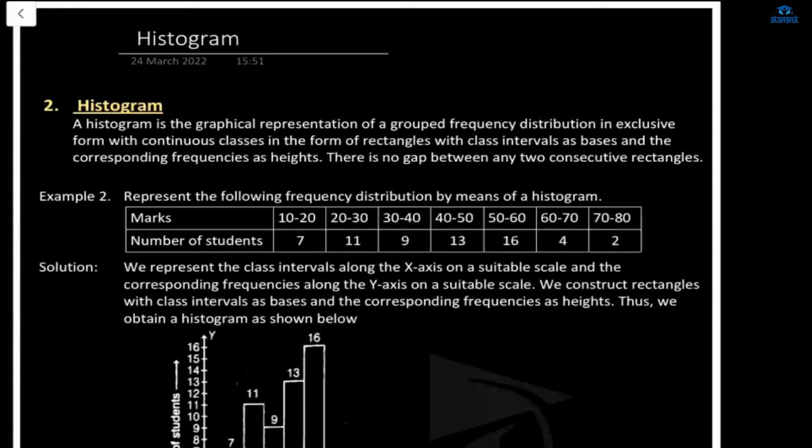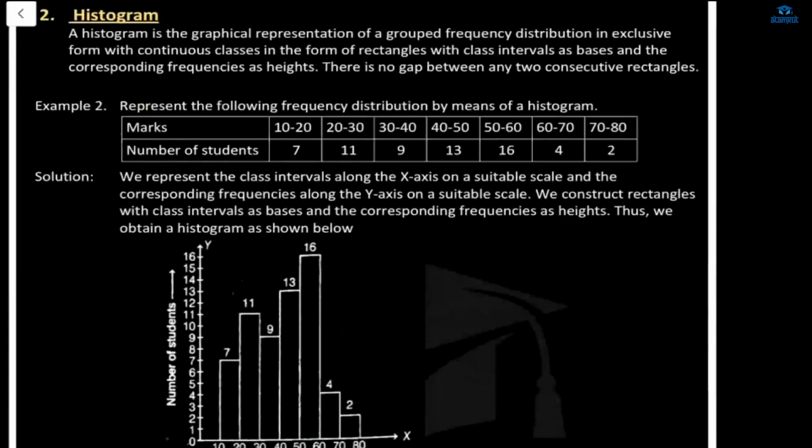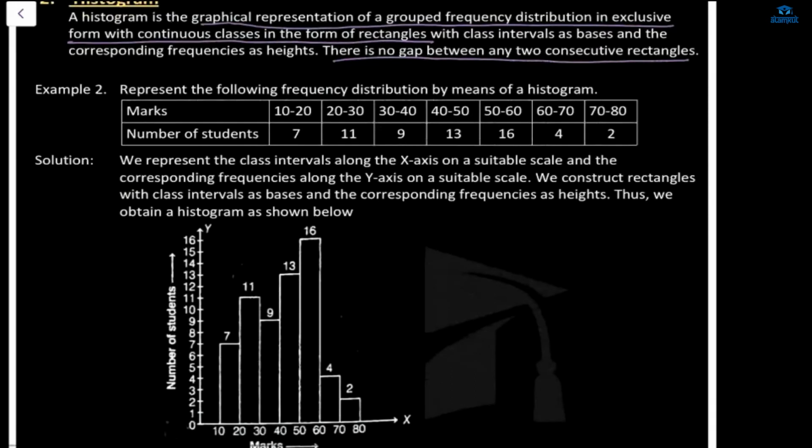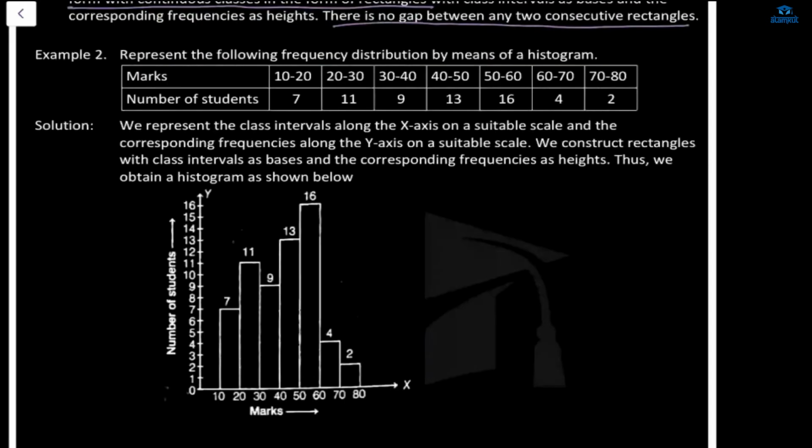Now you see here the question. There is no gap between any 2 consecutive rectangles, and it is the graphical representation of a grouped frequency distribution in exclusive form with continuous data. Understood? Now represent the following frequency distribution by means of a histogram. I think it's easy. All the points are given here. Marks are given: 10 to 20, 20 to 30, 30 to 40, 40 to 50. So let's draw this.